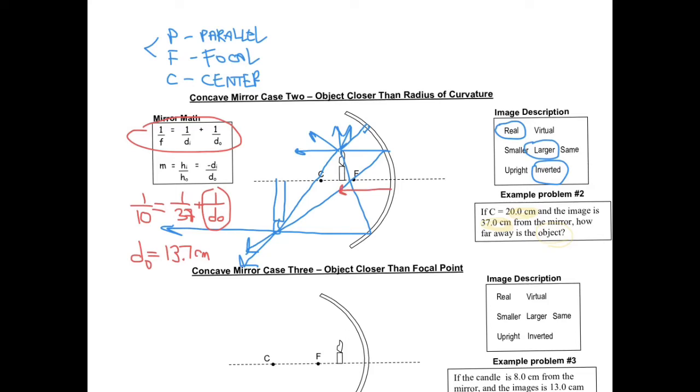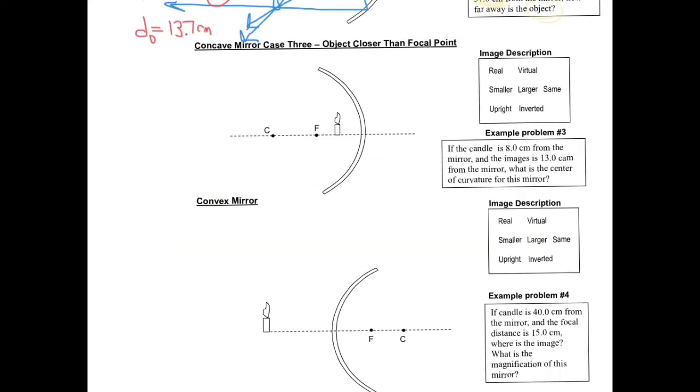And that makes sense. Does this line seem like it's basically just under half of that line? Yeah, so it makes sense. Okay, in the next case, note that we've moved the candle even closer to the mirror. So we're once again going to find the image of the candle, and we're going to use P, F, and C.